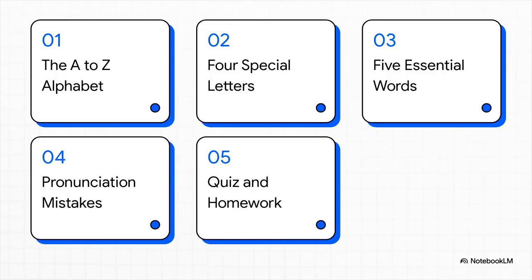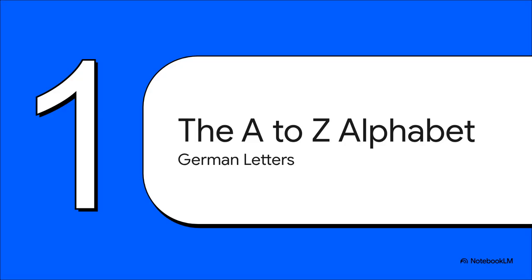Okay, so let's quickly look at our syllabus for today. First, we'll tackle the A to Z alphabet. Then 4 special letters. Third, 5 essential words. After that, we'll look at some common pronunciation mistakes and wrap it all up with a quick quiz and some homework. Let's get into it. Section 1, the A to Z alphabet. Let's dive right into those German letters.